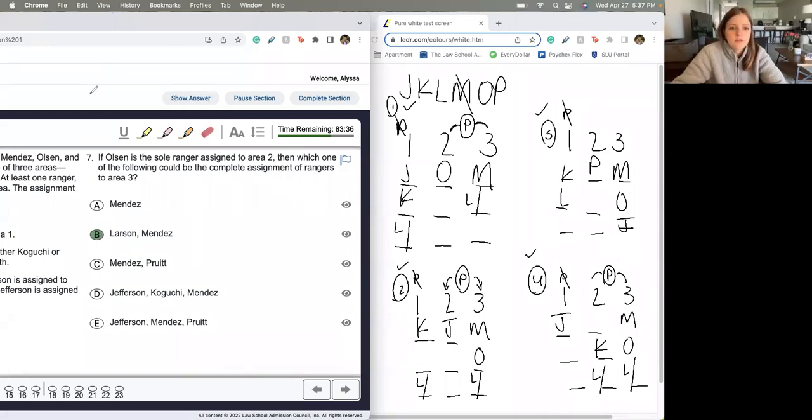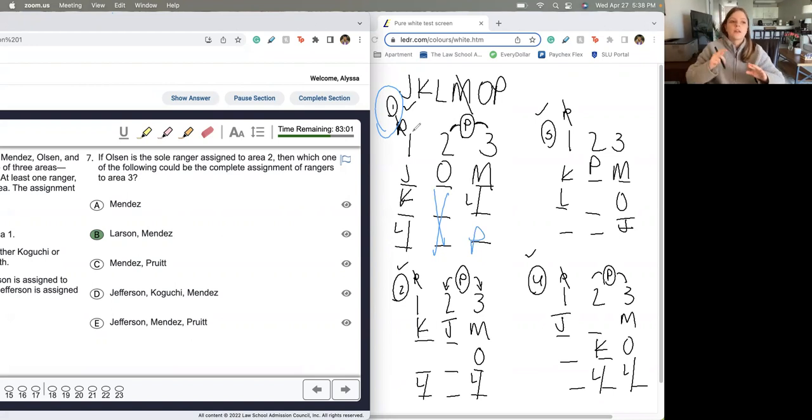So let's go over how to use the diagram and to attack the question. First things first, this is giving me an if prompt, so it's only restricting me to the diagrams where O is the sole ranger assigned to 2. Looking at my diagrams, that's only happening in one where I can have O be the only one in that area. So after we figure out that this is our diagram, we can only have P in this third area, because if P is bouncing between 2 and 3 and O has to be the only one in 2, it's going to force P into 3.